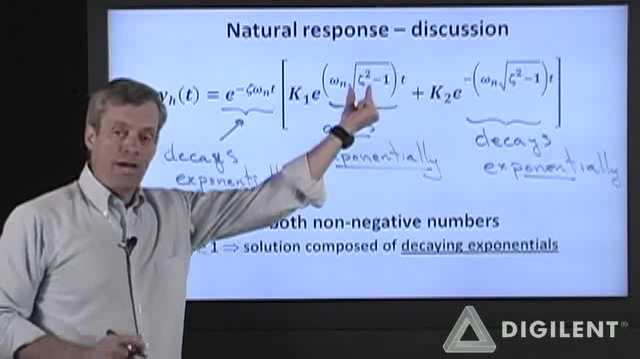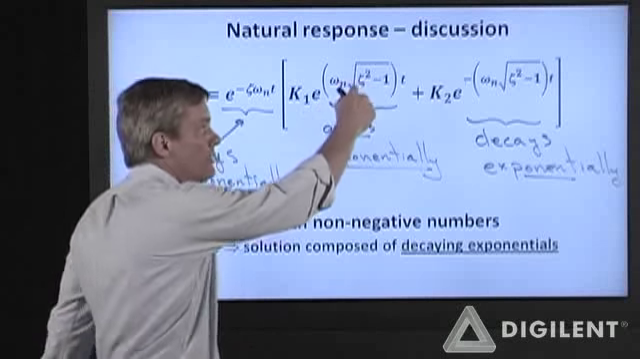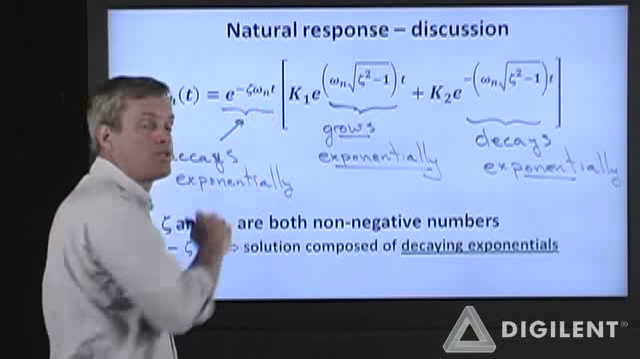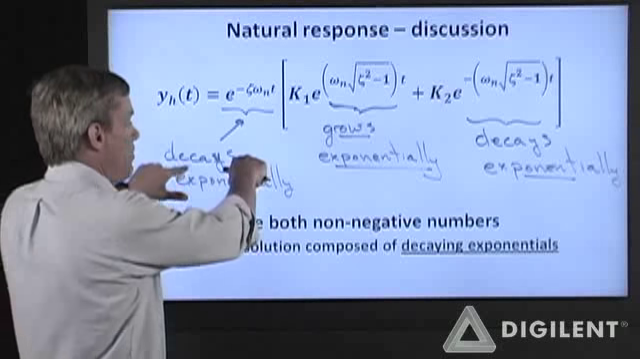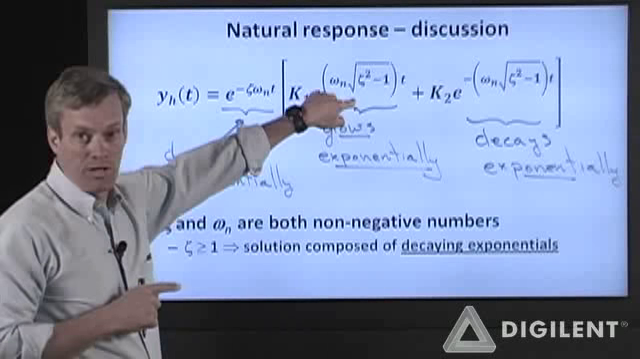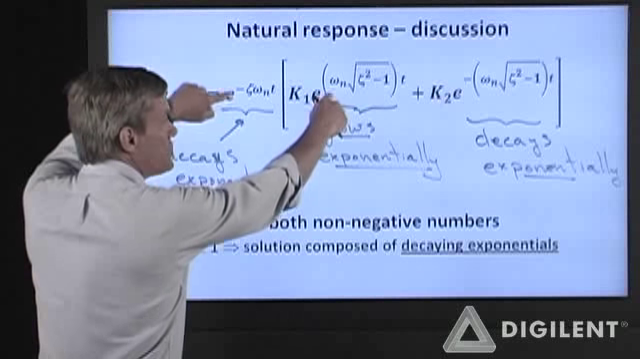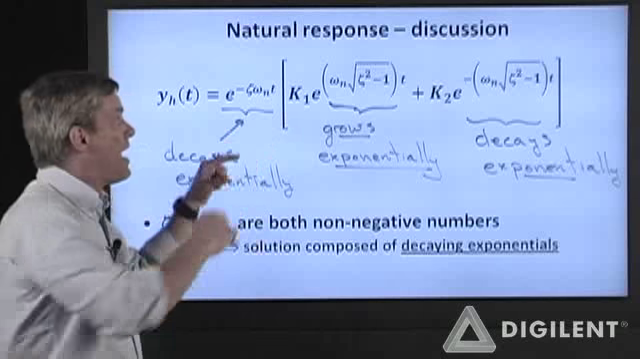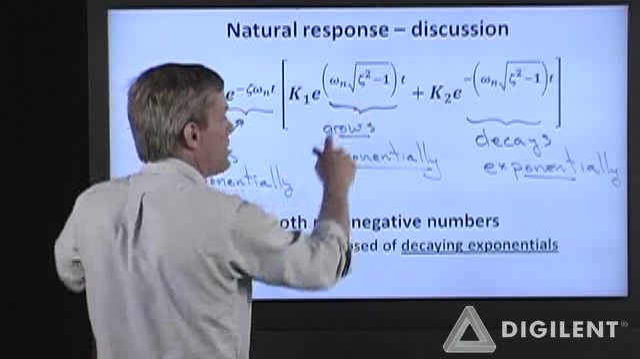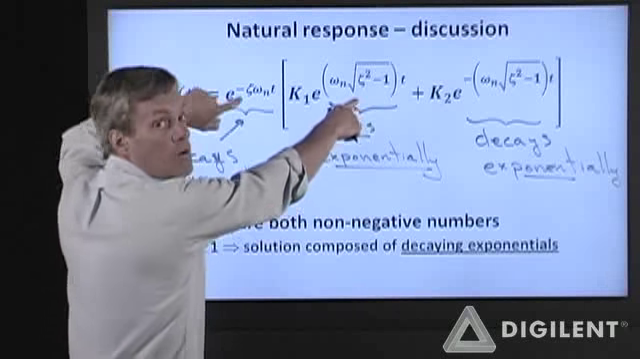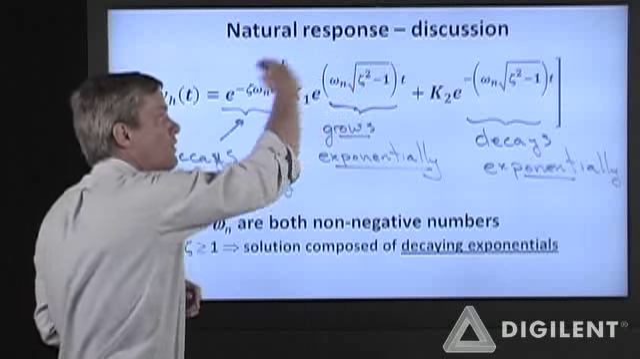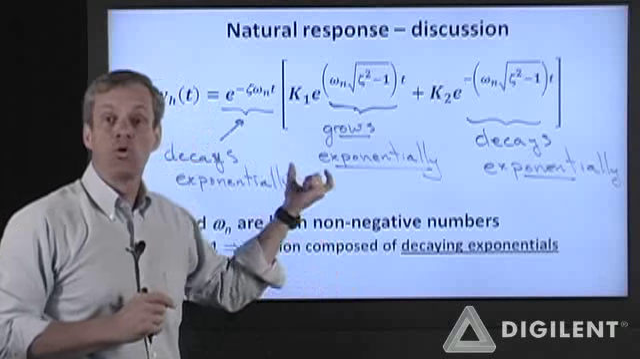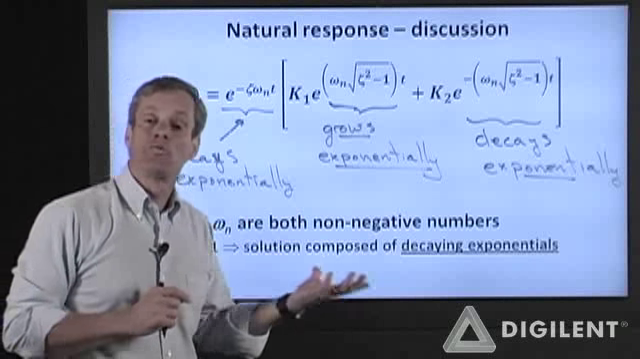And if squiggle is a positive number, the square root of squiggle squared minus 1 is always less than squiggle. So this guy will decay faster than this one can grow. So the combination of these two must decay exponentially. Now, if squiggle is really, really large, this may grow almost as fast as this decays, and the overall result may decay very slowly, but it's going to decay. The natural response will go to 0.